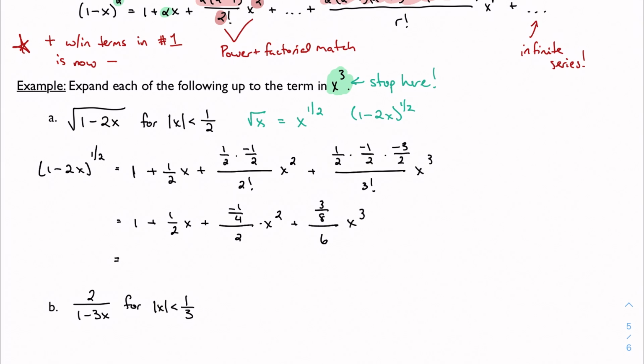So that's 1/4 divided by 2, or times 1/2, right? So 1 plus 1/2 x minus 1/8 x squared, and then I get 3/8 divided by 6, which is the same as multiplying by 1/6. So I'm going to get 1 over 16, assuming I did that correctly, x cubed. And there's my expansion.